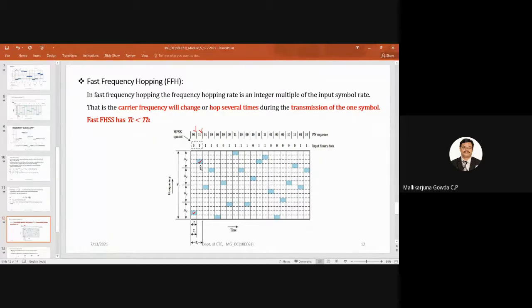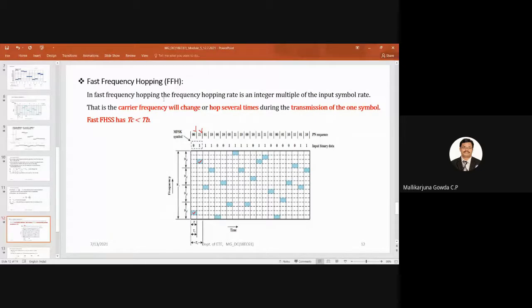What you are understanding is that if I want to transmit one symbol, it hops at 2 different frequencies. That is why it is called fast hopping spread spectrum. It hops multiple times to transmit one particular symbol.